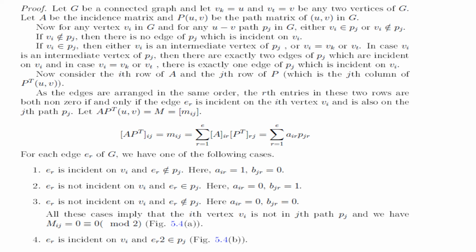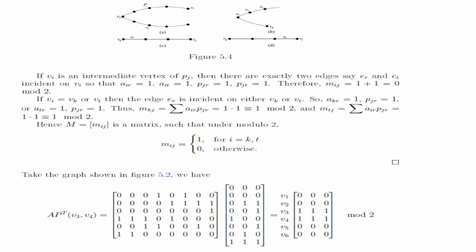So the fourth case is Er is incident on Vi and Er belongs to Pj. If Vi is an intermediate vertex of Pj, then there are exactly two edges, say Er and Et, incident on Vi, so that Air is equal to 1, Ait is equal to 1, Pjr is equal to 1, Pjt is equal to 1. Therefore, Mij is equal to 1 plus 1, which is equal to 0 mod 2.